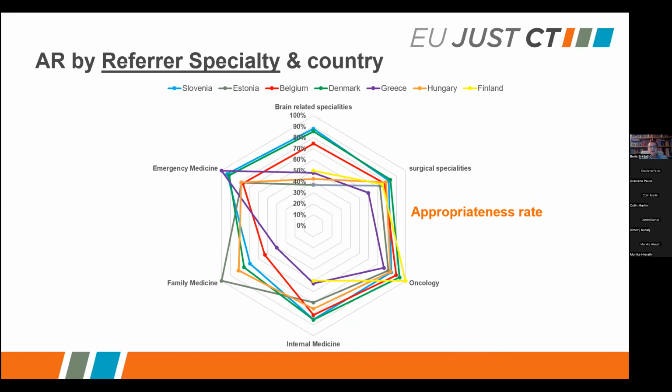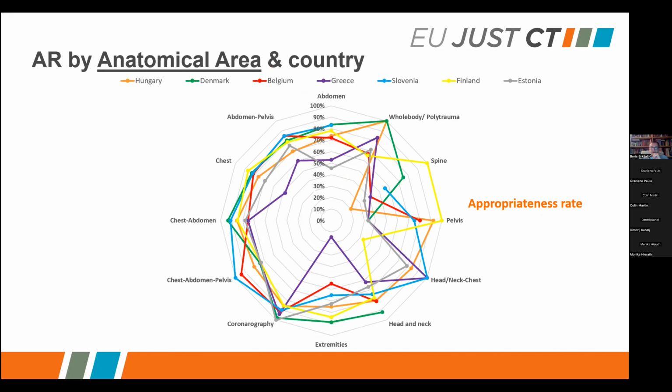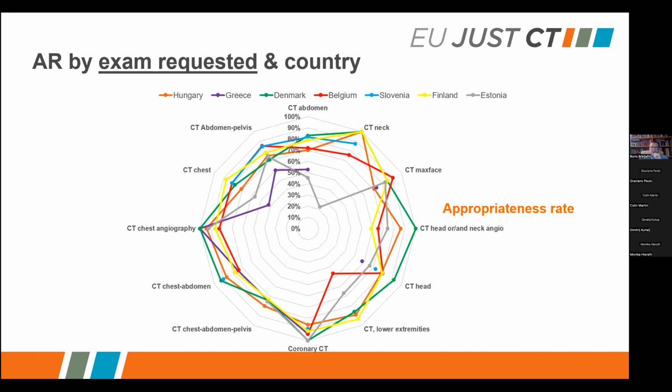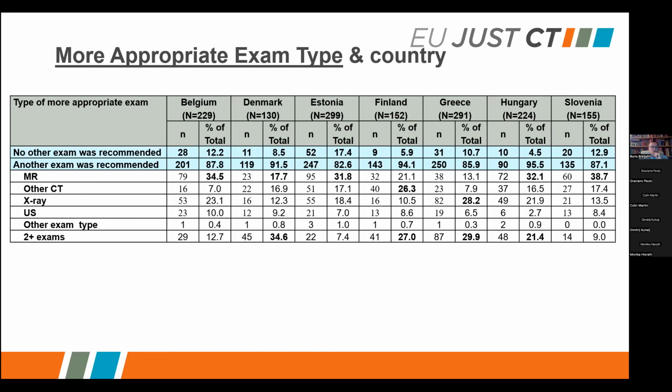Then we were looking at differences between different surgical specialties, emergency medicine, family medicine, and neurologists or brain-related specialists in different countries. These data will be published extensively, and you see here these graphs. We don't have time to go too much into it, but you will see conclusions later on.